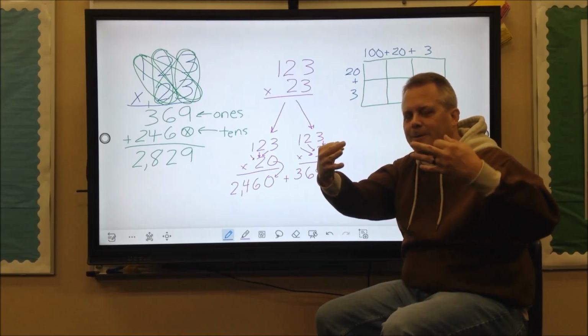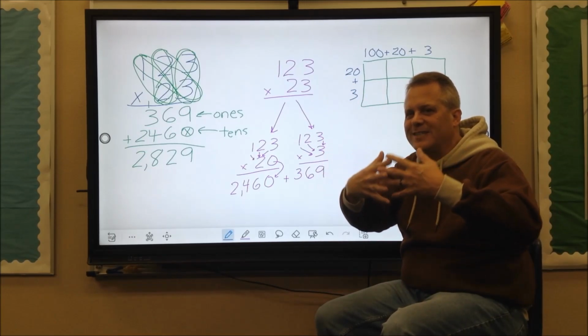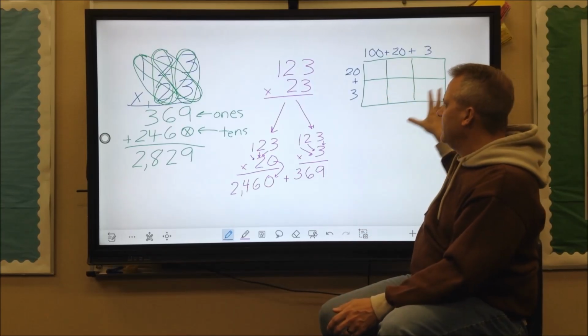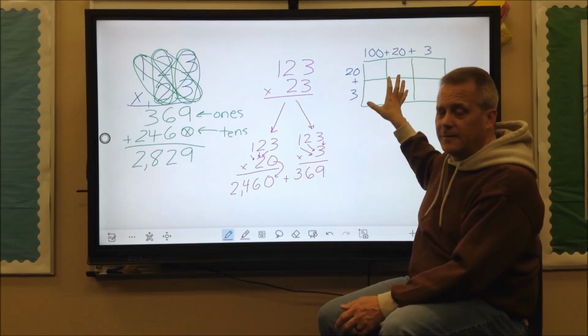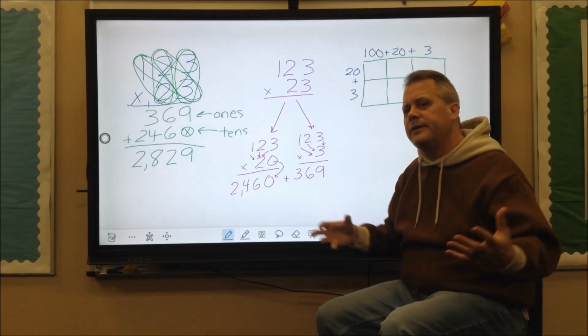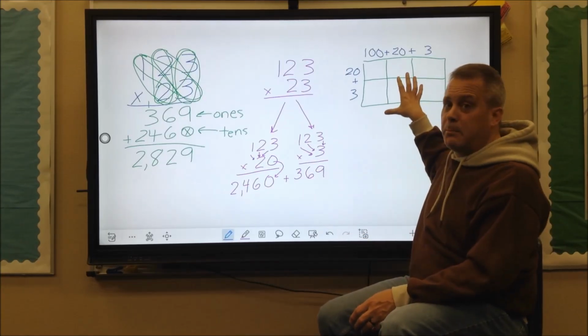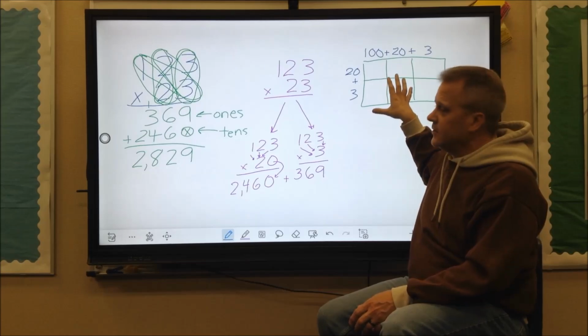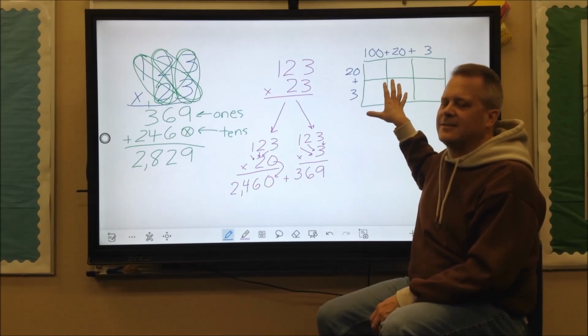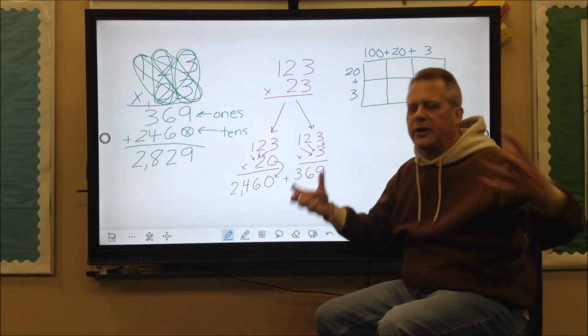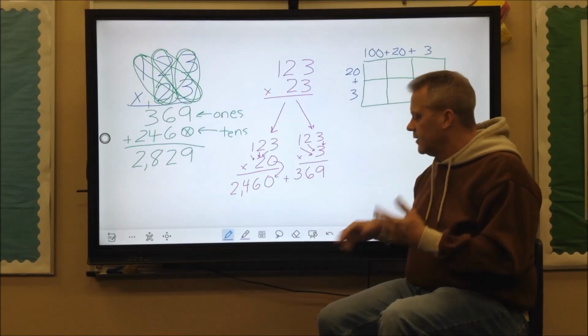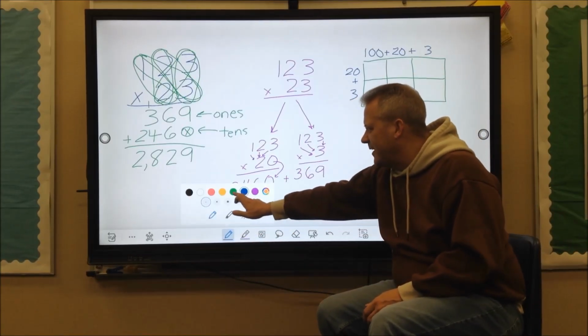I've got 3 times 3. 3 times 3 is 9. I would have 9 boxes here. So the bigger the numbers when you multiply, the bigger this box is going to get. So this might not be the fastest way, but if this helps you break apart the numbers, then please go for it. Try your best with it.